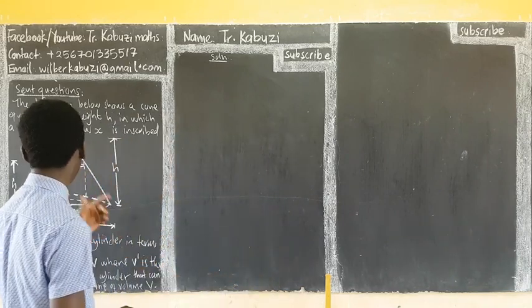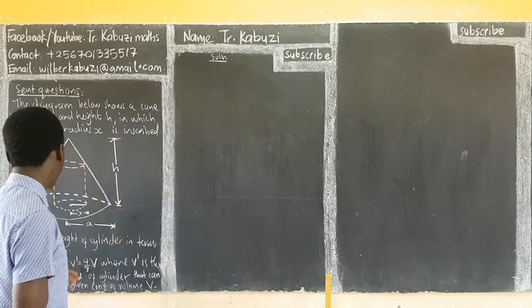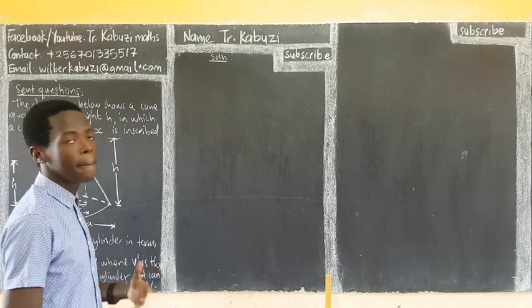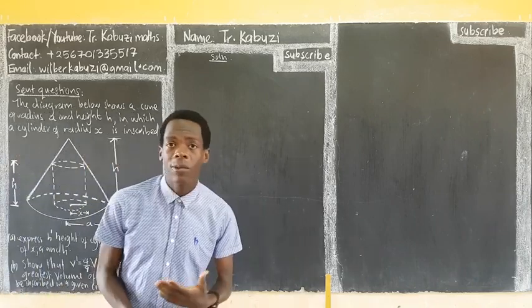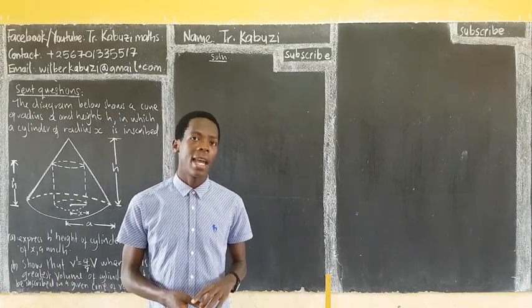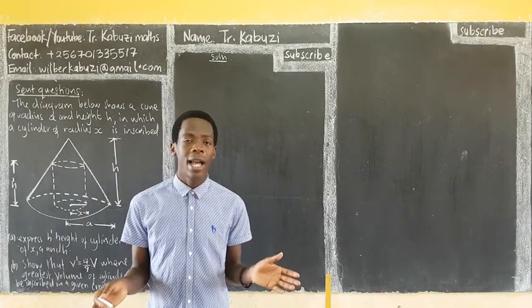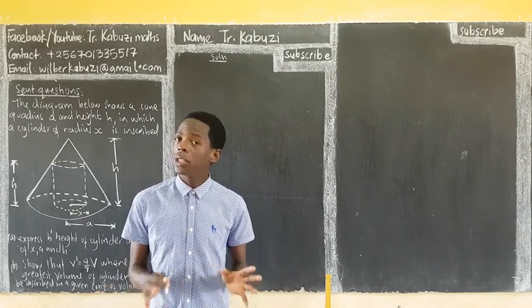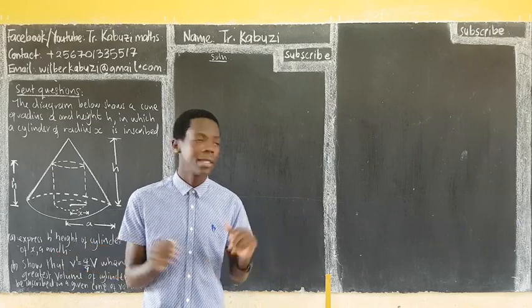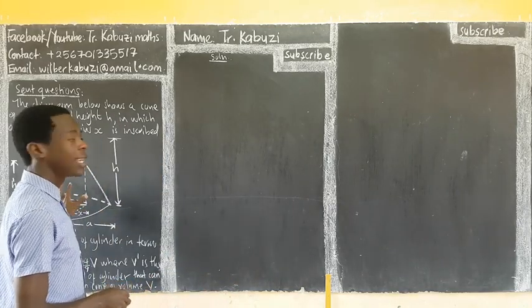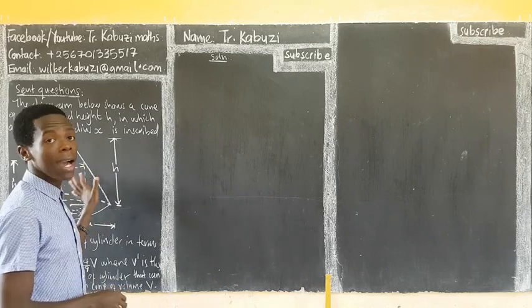So now here, to get part A, express h prime in terms of x, a, and h. We are going to use similarity. Similarity works if we have two similar figures, like a triangle and a triangle, the same shape but the size is different. Now here I can't use similarity directly because this is a cylinder and this is a cone.